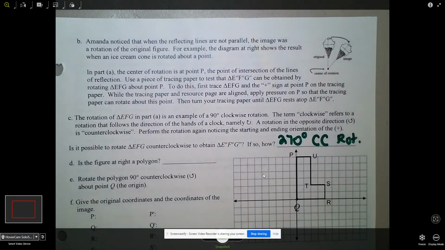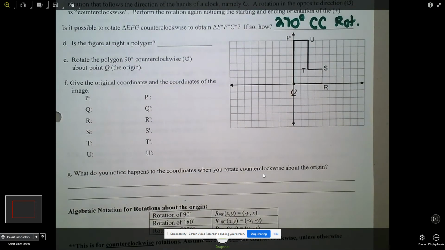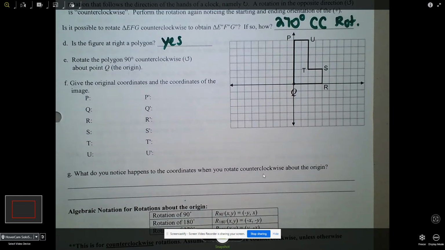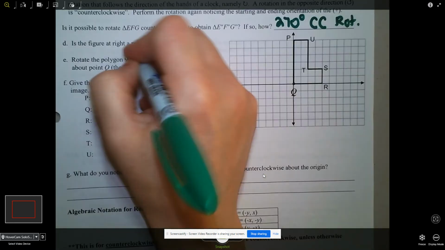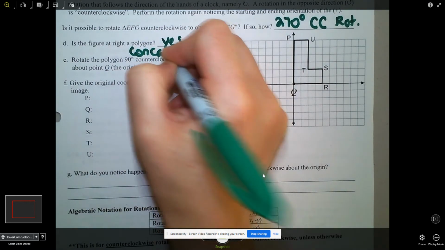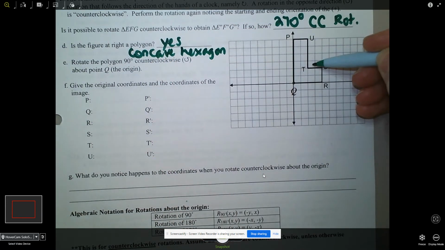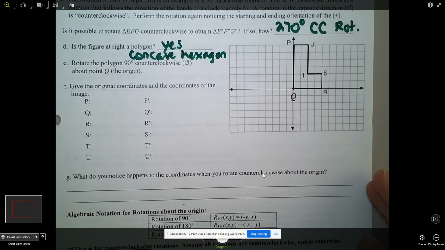Okay, new one, let me slide that up. Is the figure at the right a polygon? Polygon meaning many-sided figure. The sides have to be connected. They have to be a closed shape. It has to have straight sides. So is it a polygon? Yes. We would call it a concave hexagon. And this was from 7th grade. Concave because we have this corner right here, this vertex that's caved in. Hexagon because it has 6 sides.